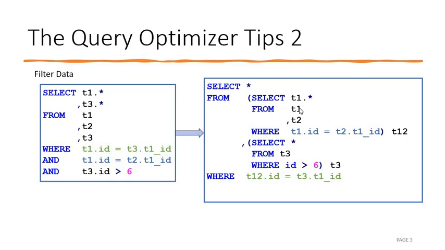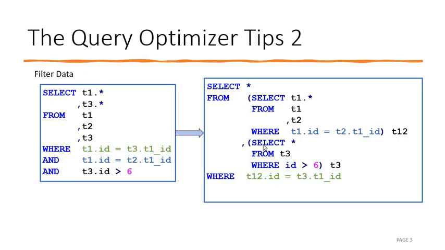Here T1 and T2, we have made a join condition and given an alias, and another select statement from the T3 table where we have mentioned the ID is greater than 6. So in that select statement we are fetching only those records which are greater than 6. Now in the upper select statement we have joined on this T12 ID and T3 ID. So this way it will improve the performance of a select statement.